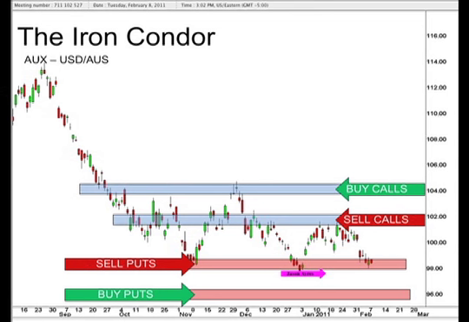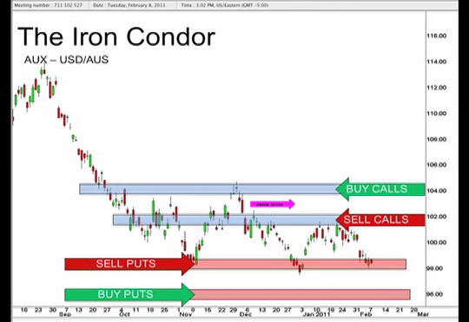Now, the idea is that we can only be wrong on one side. So if AUX rallies above 102, well, we're going to feel some heat on that particular credit spread, but we recognize that the put credit spread is going to expire worthless. If the pair actually drops below 98, well, we're going to feel some heat on those short puts, but we recognize that the short calls are going to expire worthless. So we can really only be wrong on one side of this particular strategy.